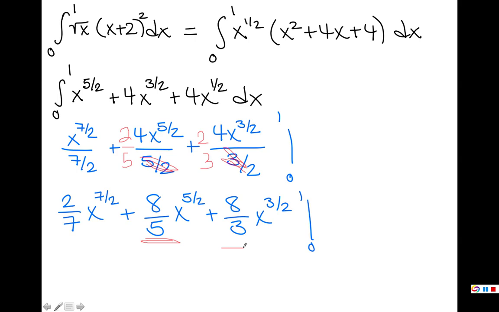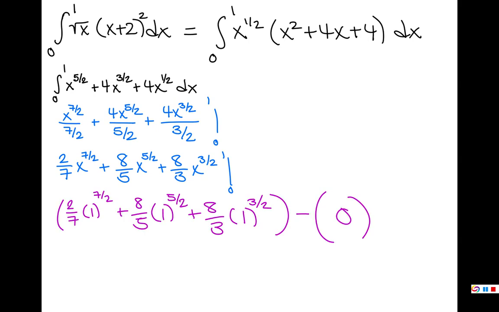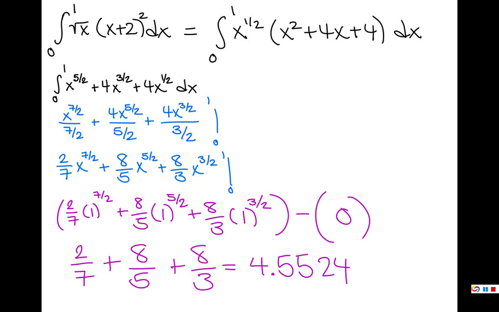All right, and then finally we plug in our bounds of integration. So I just made my text a little bit smaller so I have a little more room. It's the same thing I had on the previous screen. I'm going to plug in the 1. I'm going to plug in the 0. And I happen to notice in this case, when you plug in 0, you just get 0. And then I'll subtract those values. So we're left with 2/7 plus 8/5 plus 8/3. I got just a little bigger than 4.5.